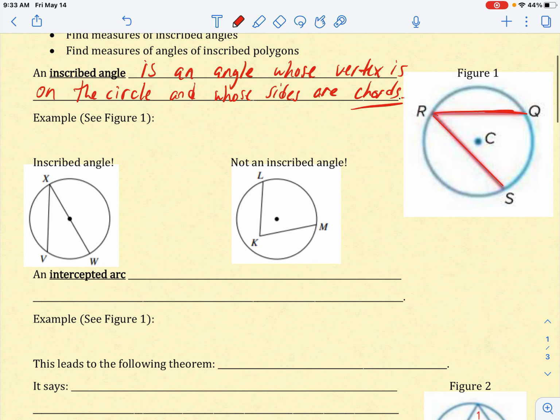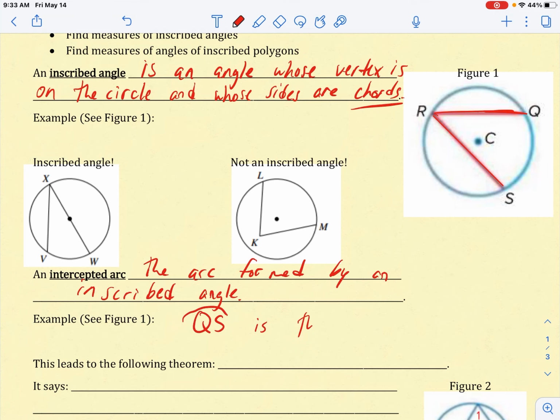All right, so then an intercepted arc. Well, an intercepted arc is the arc formed by an inscribed angle. So in figure 1, QS is the intercepted arc of angle R, right?